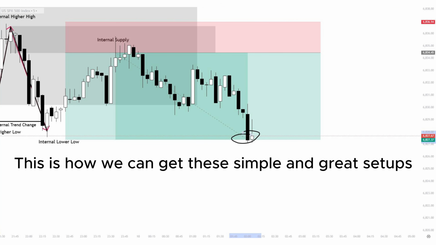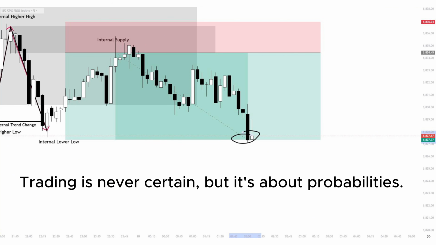So this is how we can get these simple and great setups, by mainly understanding the swing points the market is forming and the trend the market is following. There were a few more concepts like time frame alignment. I have all of these in the program that I linked in the description. We have there concepts that assist this strategy in increasing the probability. Because remember, in trading nothing is certain. Trading is all about probabilities.